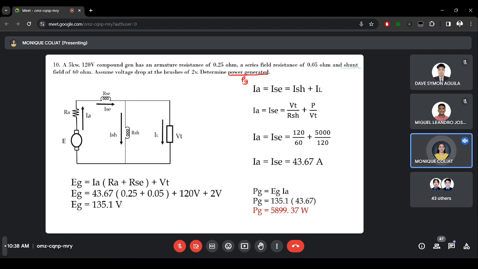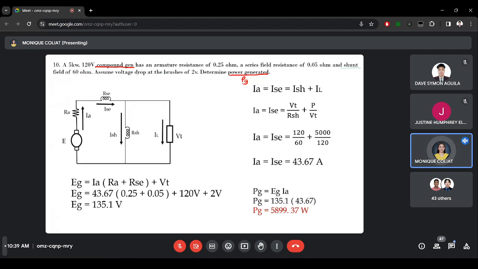Okay, so first you have to draw the circuit. Sabi ay compound generator. What kind of compound generator? We have long shunt and short shunt. Okay, so long, yes, it is automatic long shunt generator. Pag sinabing compound generator lang, that is automatic long shunt generator.